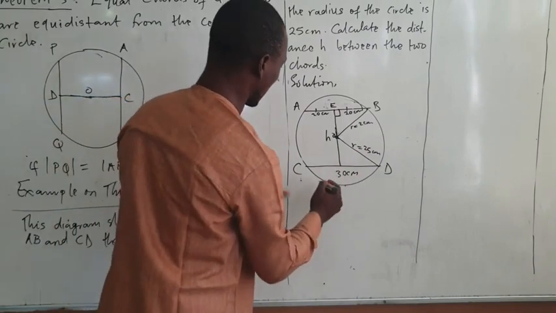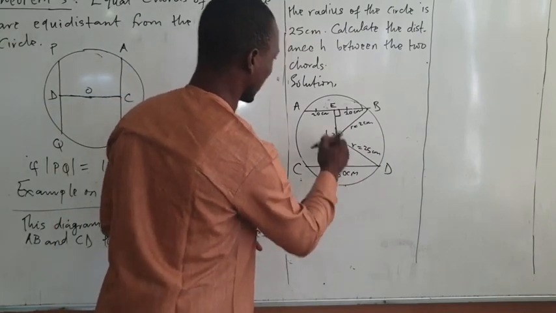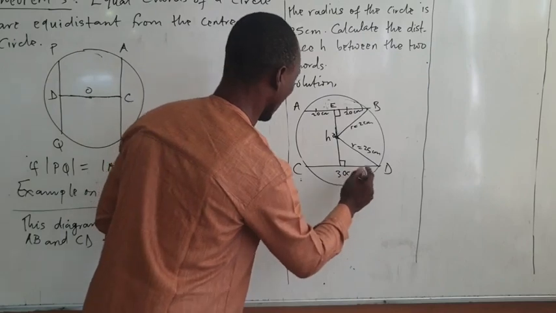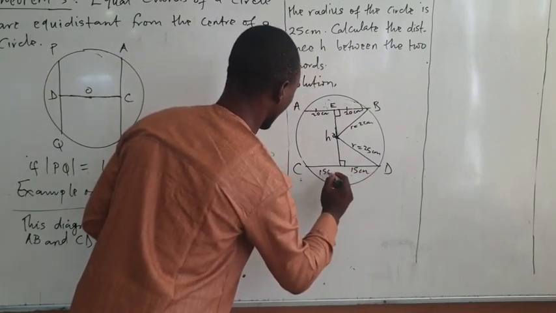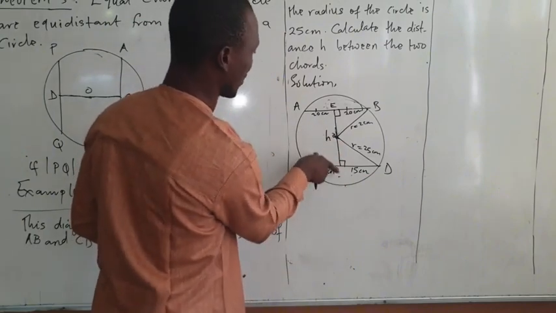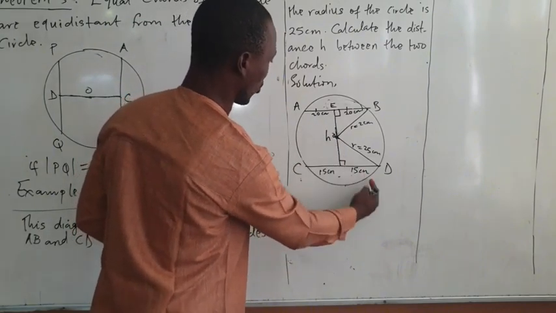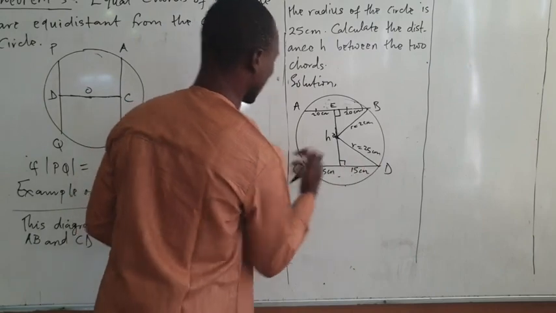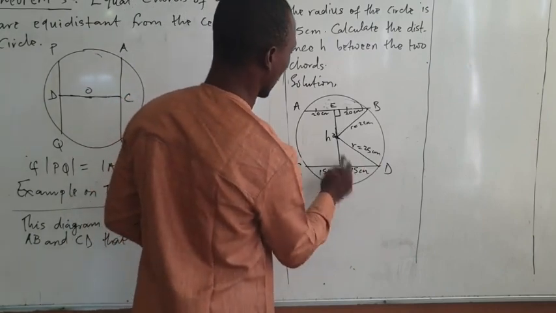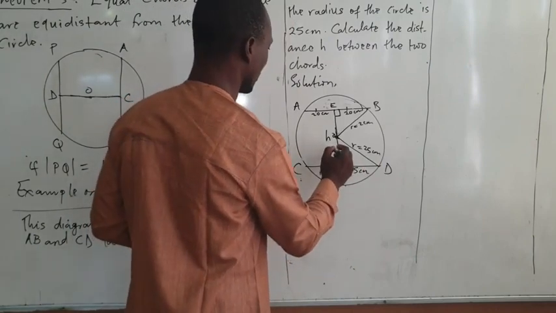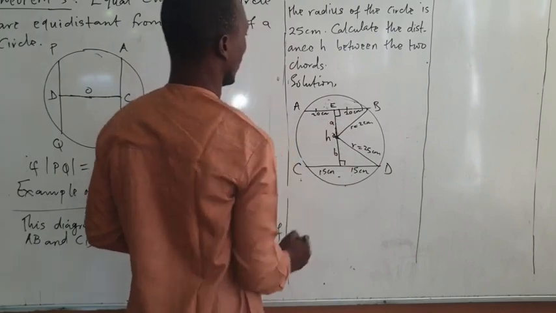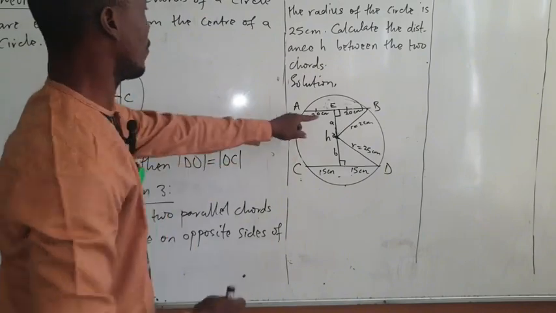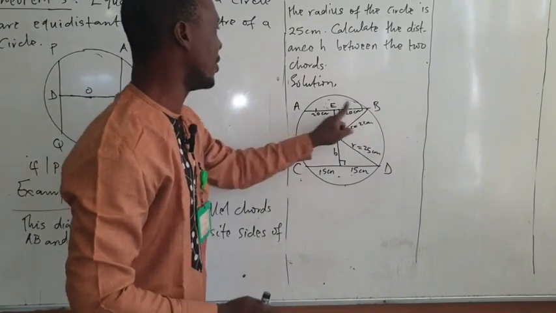Then the same thing goes for chord CD and the center of the circle. Then we have 15 centimeters here, then 15 centimeters here, because this line from the center of the circle is perpendicular to the chord and also bisects the chord. So we have this now. We are looking for H, let's say small a and small b. So let's look for small a from the triangle OBE.